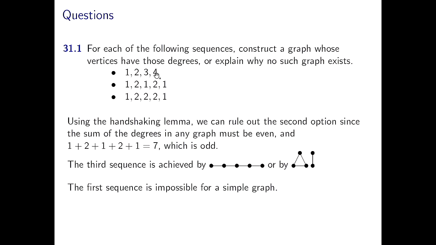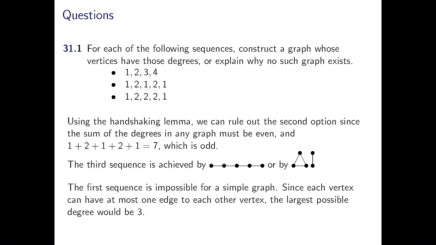And then the first sequence is impossible because in a graph with 4 edges, a simple graph, we can't have a vertex with degree 4, right? Doesn't have enough things to be joined to. Okay. Any questions on that? Good. Okay.